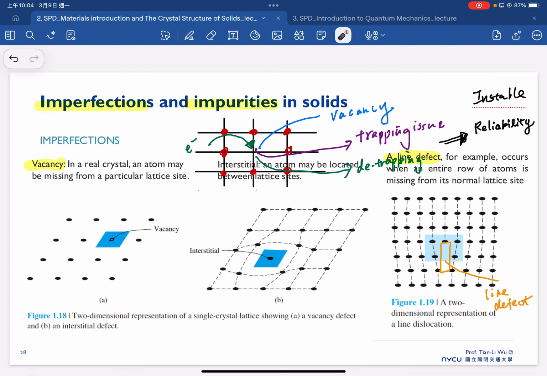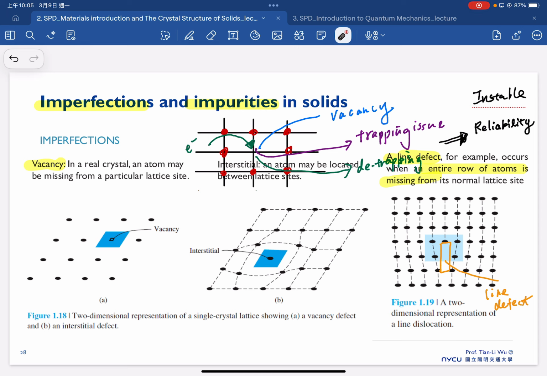So, a line defect occurs when an entire row of atoms is missing from its normal lattice site. You see there's a certain atom missing in this place. That's what we call a line defect. And what can cause this line defect? It is very often seen when we try to put one semiconductor material on top of another semiconductor material, the case we previously called a heterostructure.